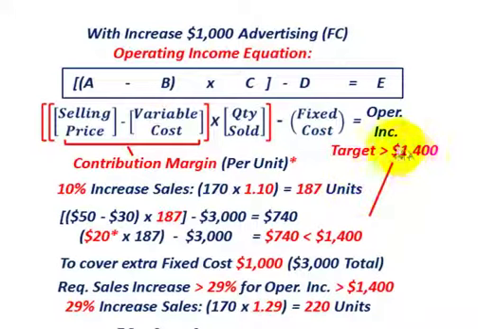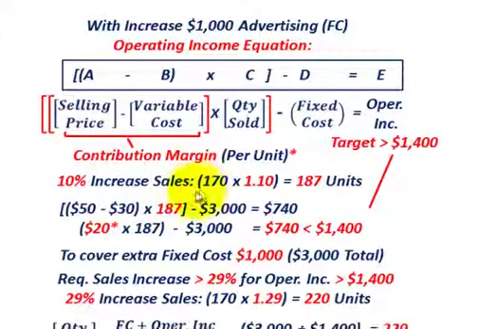Now remember, we wanted our target to be greater than what we're currently operating at, $1,400, but the $740 is less than that amount by about half. So we definitely don't want to spend that extra $1,000 in fixed cost to generate only a 10% increase in sales.